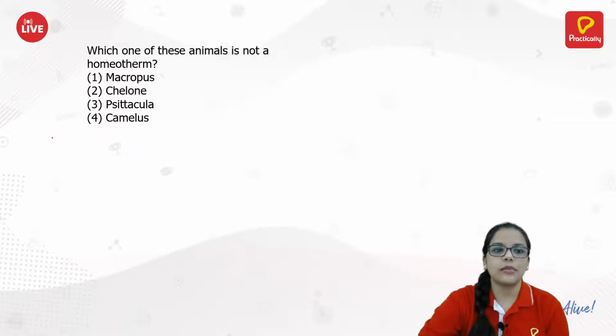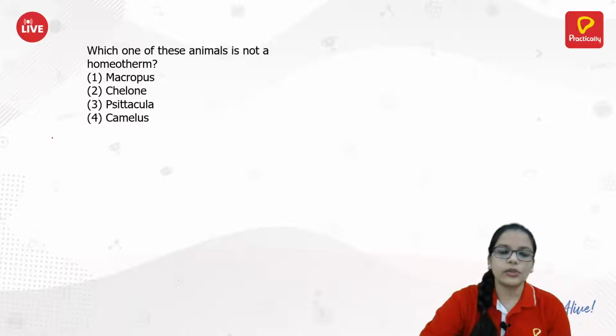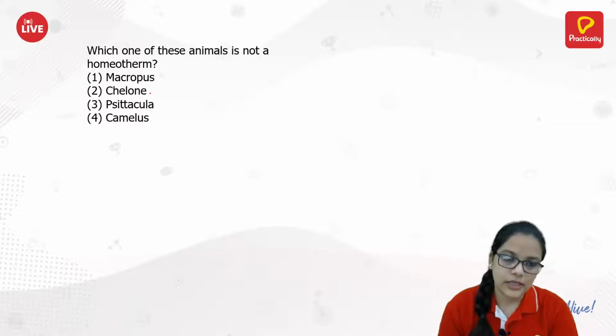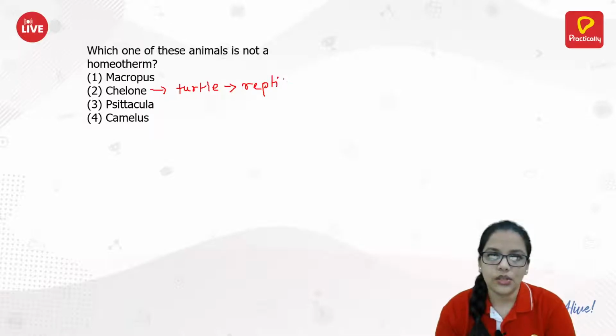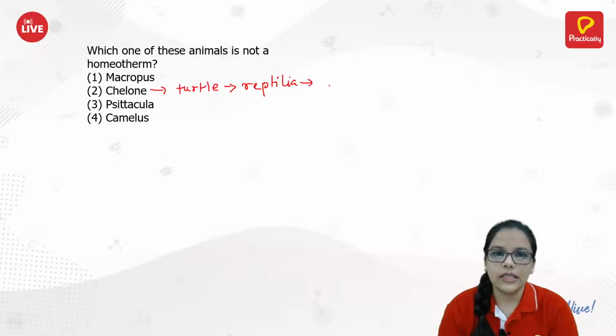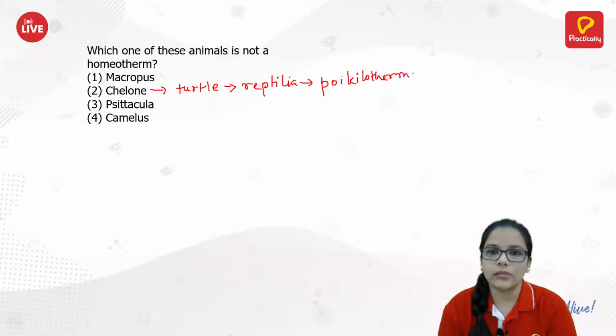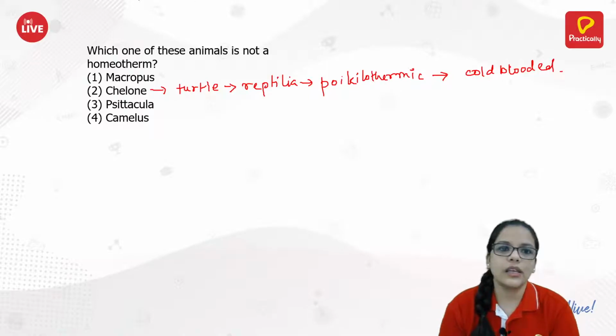Next, which of these animals is not a homeotherm? Macropus, Pavo, and Camelus, and Chelone. Chelone is a type of turtle, and turtle is a reptile, or Reptilia. That is poikilothermic. They cannot maintain their temperature, they are cold-blooded. So they are not homeotherm.